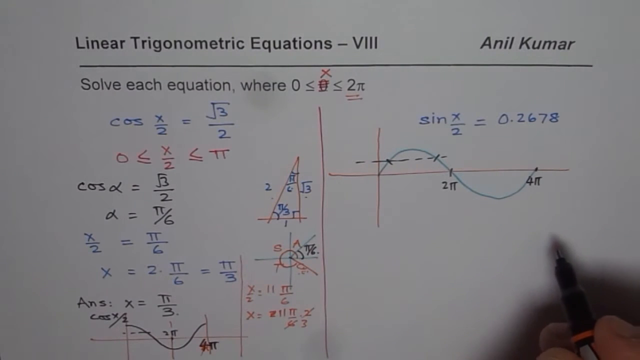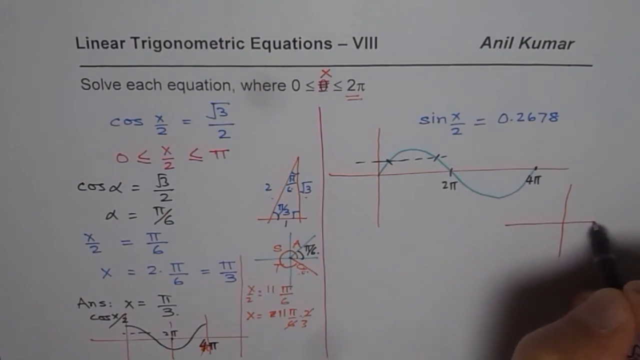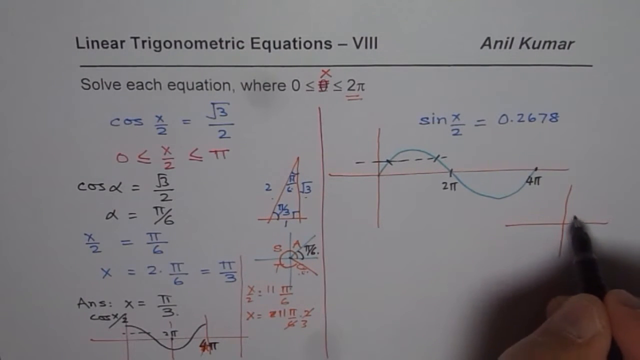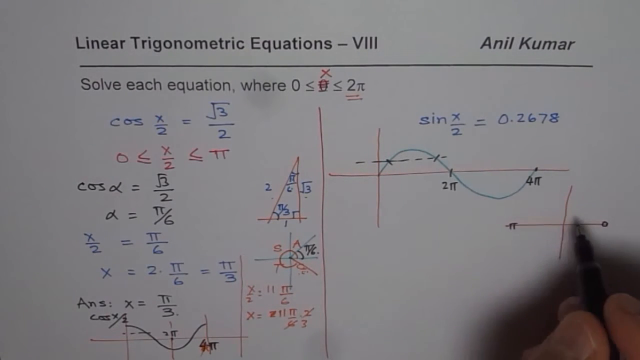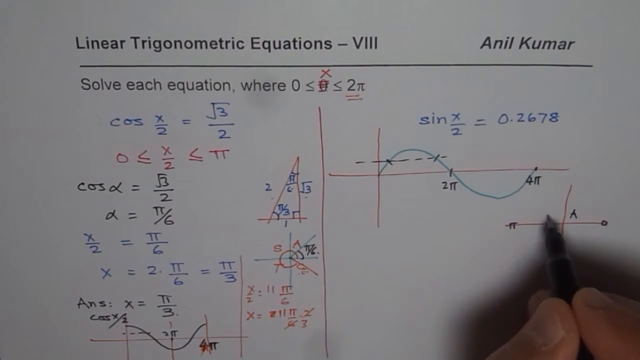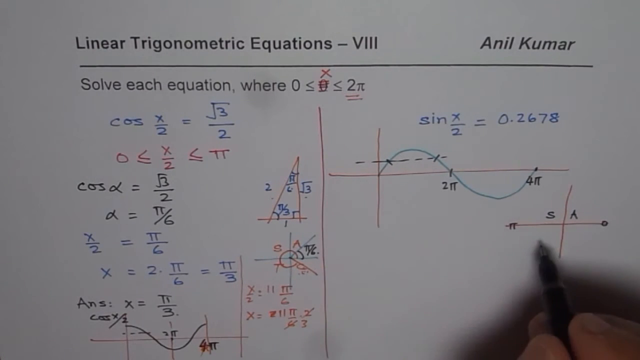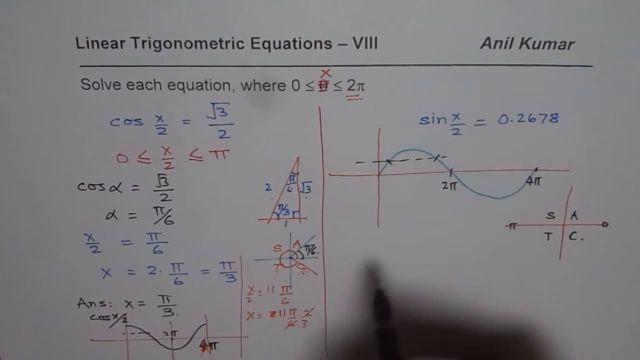The reason is very clear. When you are looking into the quadrants, in the domain of 0 to pi, sine is positive in quadrant 2 as well. So it is positive in quadrant 1 and 2. Therefore, you expect two answers. You get the idea, correct? Now let us solve this.